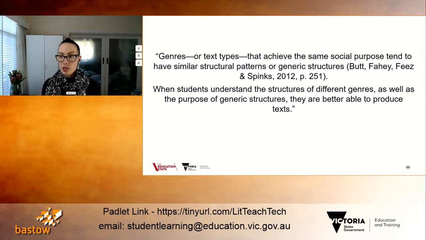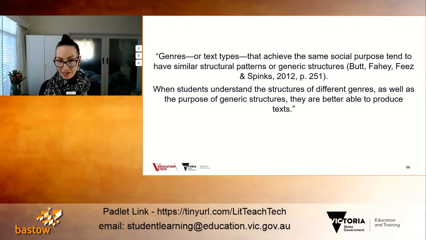So I wanted to share this quote from the toolkit: genres or text types that achieve the same social purpose tend to have similar structural patterns. So we know that when we're writing a food recipe, we usually start with a heading, sometimes there's a little summary, then we're going to get our materials or our ingredients, going to need to use the right vocabulary, and then we're going to have our method, okay? So we know that there's a specific pattern or a structure to follow.